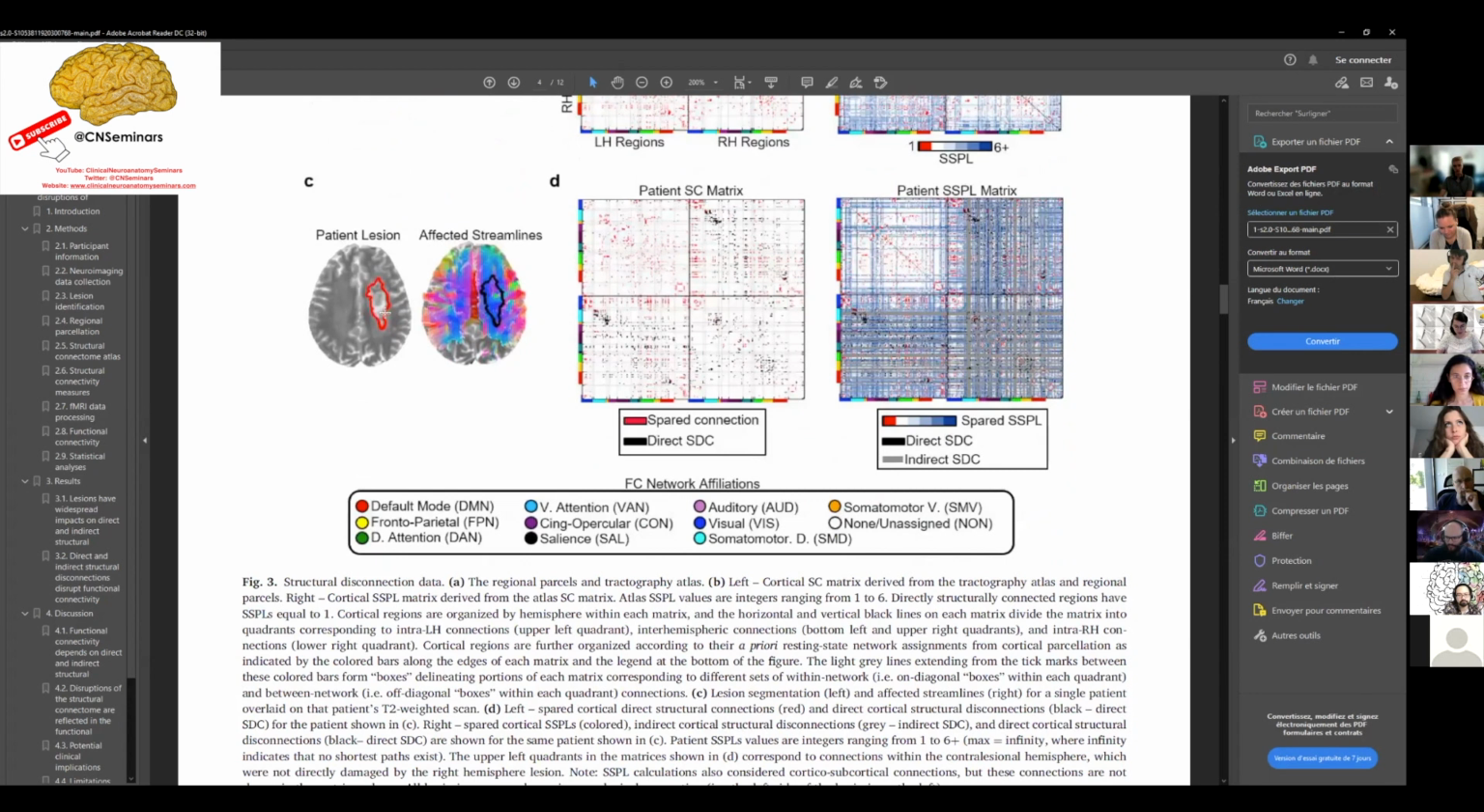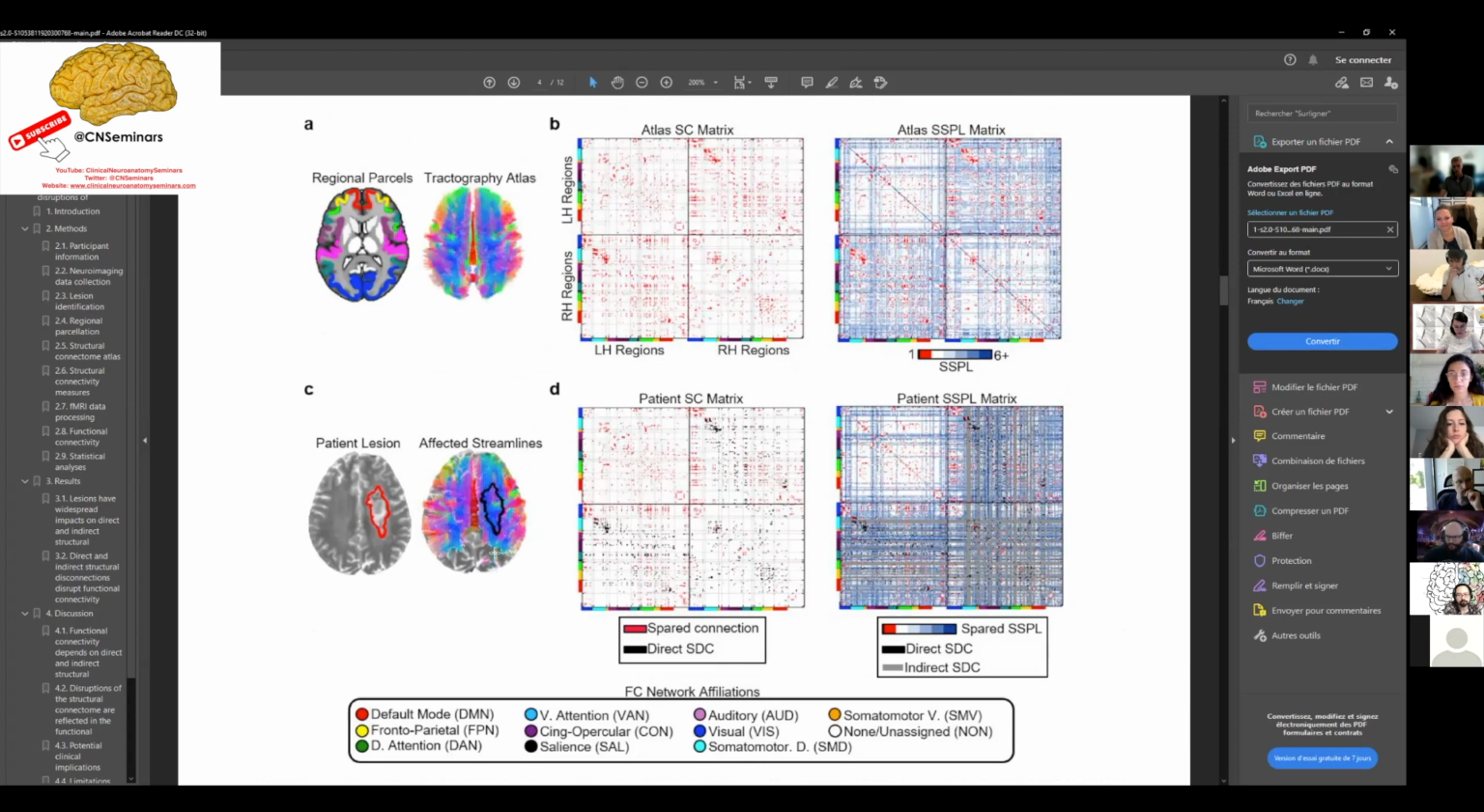Then there is the effect of lesions on this structural connectivity matrix, and as you can see, if you have a large stroke in the white matter, you will have disconnections between different regions of the brain. Here, it's in the right hemisphere, and you can see that in the right hemisphere you have a very high increase in the disconnections, or in SSPL, while in the left hemisphere there was no effect here. But there is also an effect on the connectivity between the regions of the left hemisphere and the right hemisphere, so on this diagonal here on this matrix.